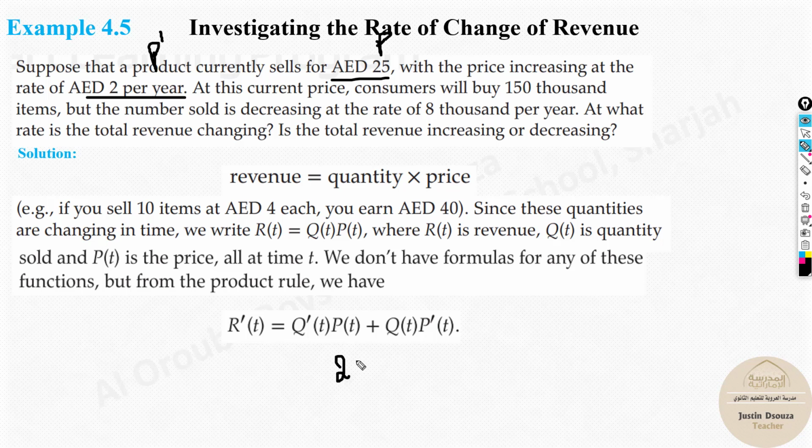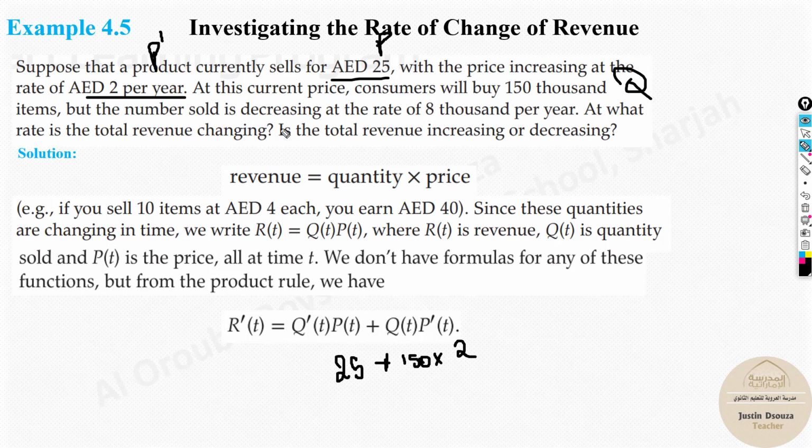That is over here 25. But you can see P dash is 2 because it's increasing. Now what about the other one? At this current price, consumers will buy 150,000 items. That's the quantity. So this is 150, the quantity.